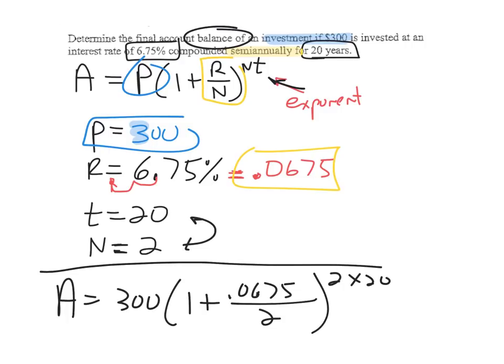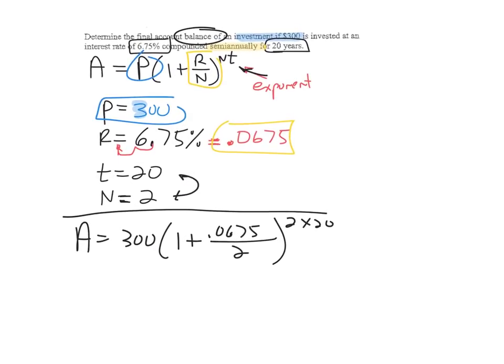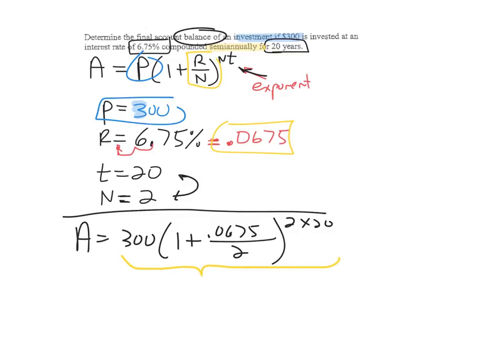Now again, I know that 2 times 20 is 40, but I'm just going to have my calculator simplify this entire expression. You're going to type this into your calculator exactly as you see it. You're going to take a picture of your calculator and include it on the assignment. And let's see what the balance is going to be.